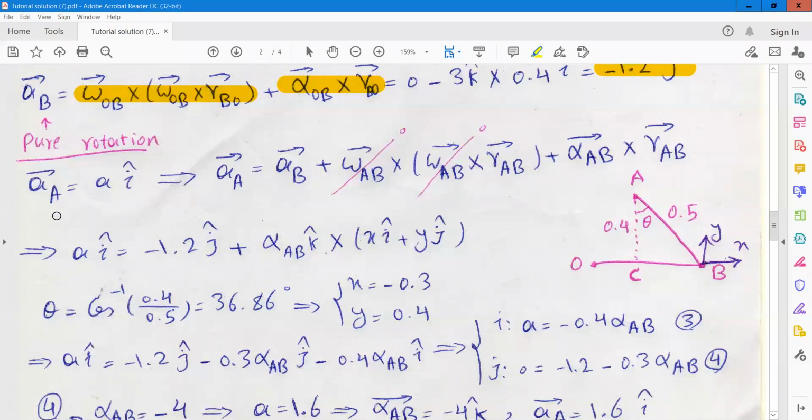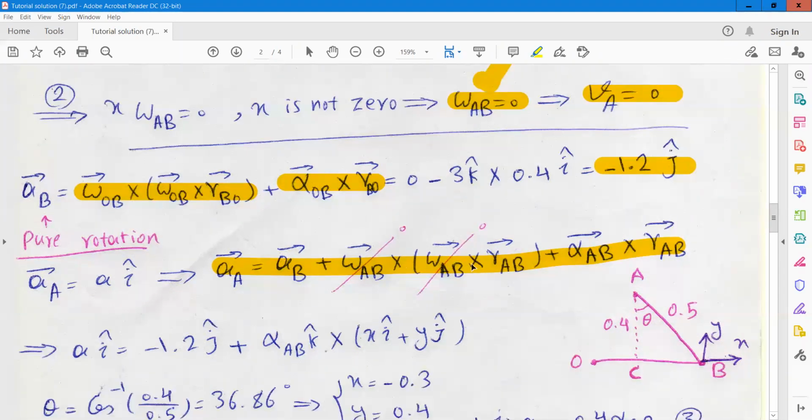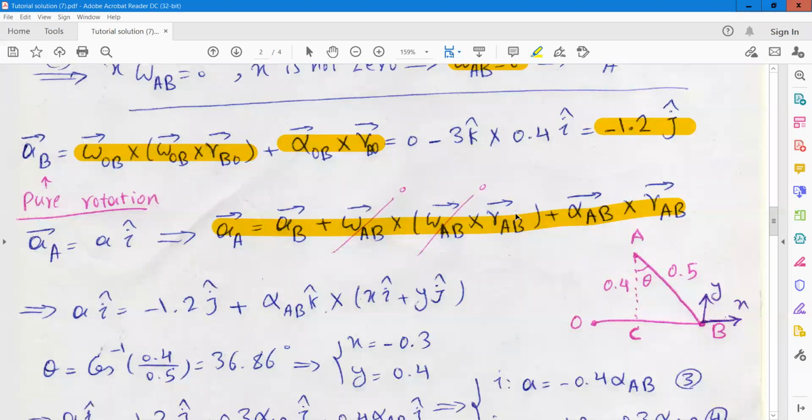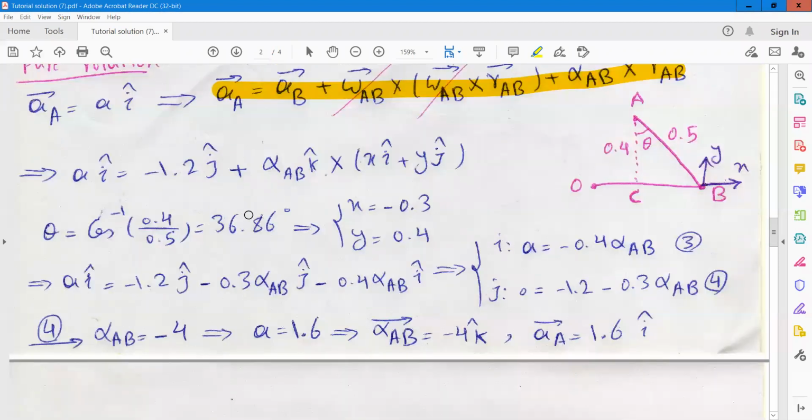Then we can substitute into the relative acceleration equation here, because the angular velocity for link AB is equal to 0. So here you can substitute omega AB is equal to 0, and then you can obtain the acceleration of point A and alpha AB, the angular acceleration of link AB.